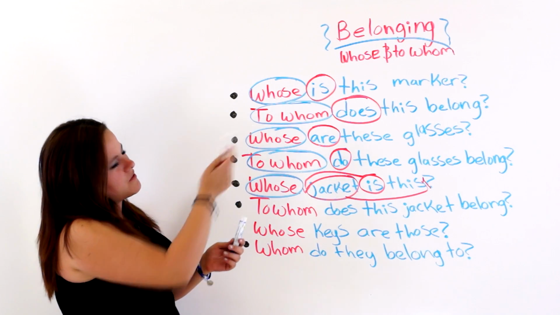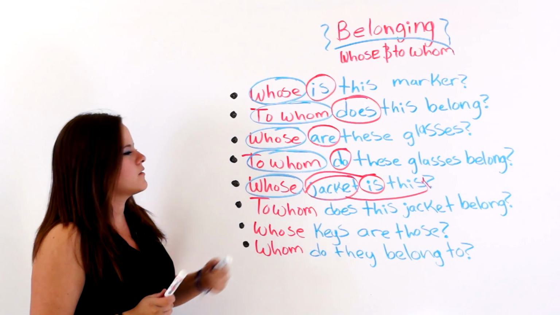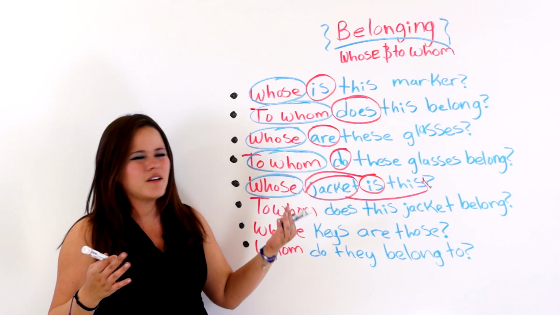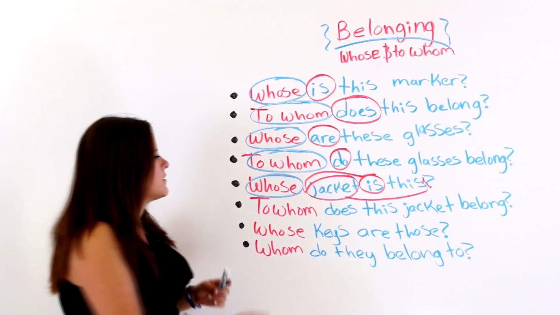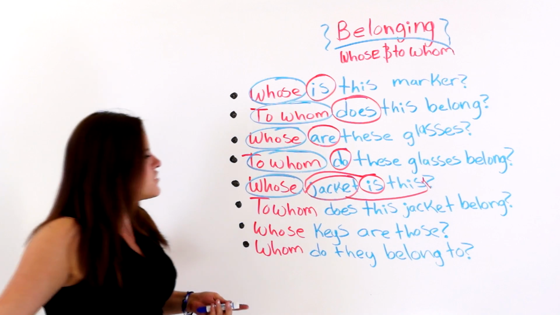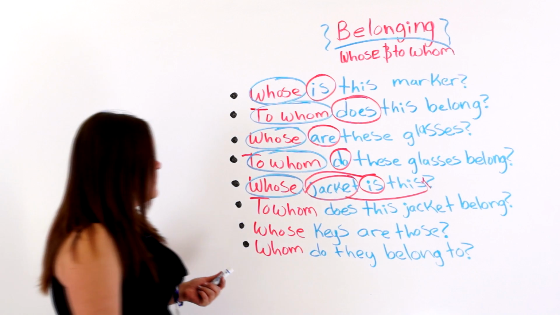Or whose marker is this, okay? But since you already know you're talking about a marker or a jacket, you could just say, whose is this, okay? But it's also correct like this. You could put the object right after whose. Whose jacket is this, okay? Whose keys are these, okay?